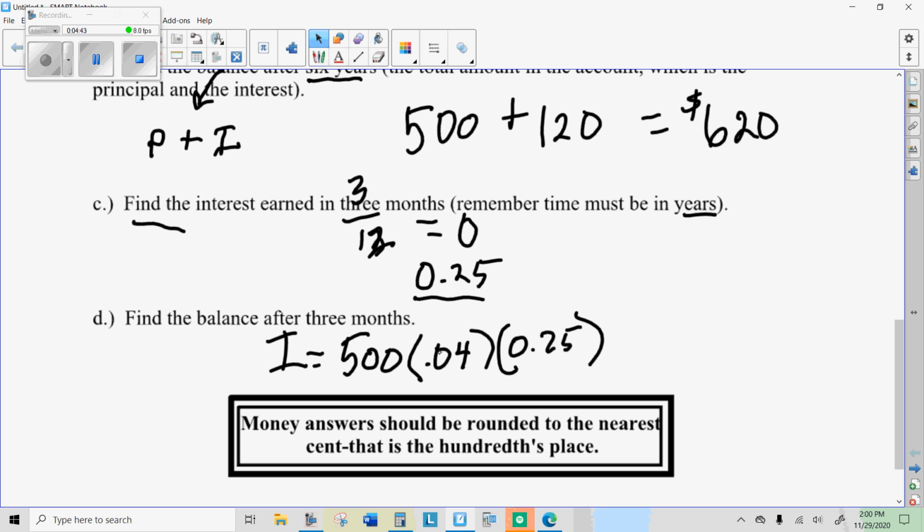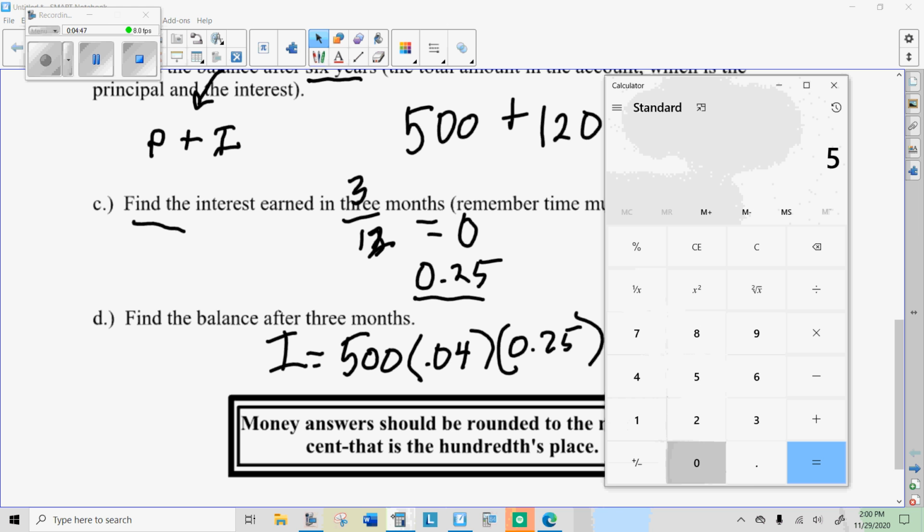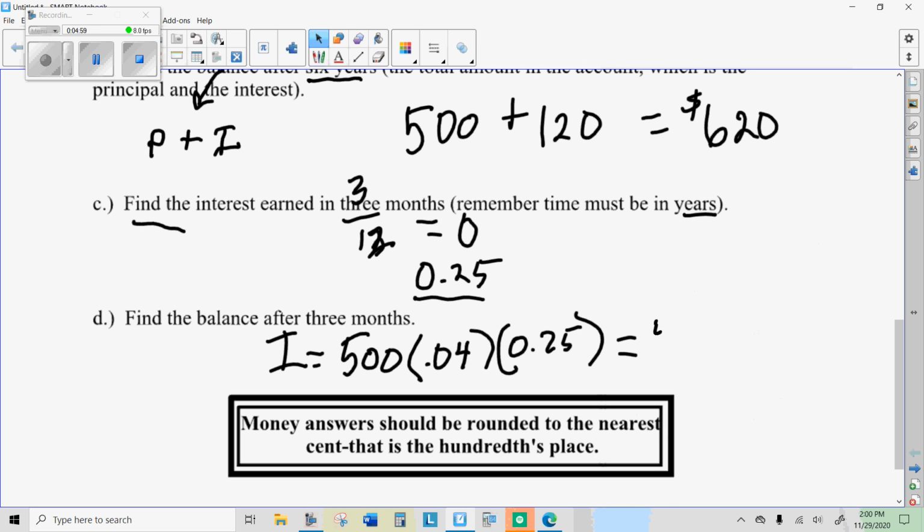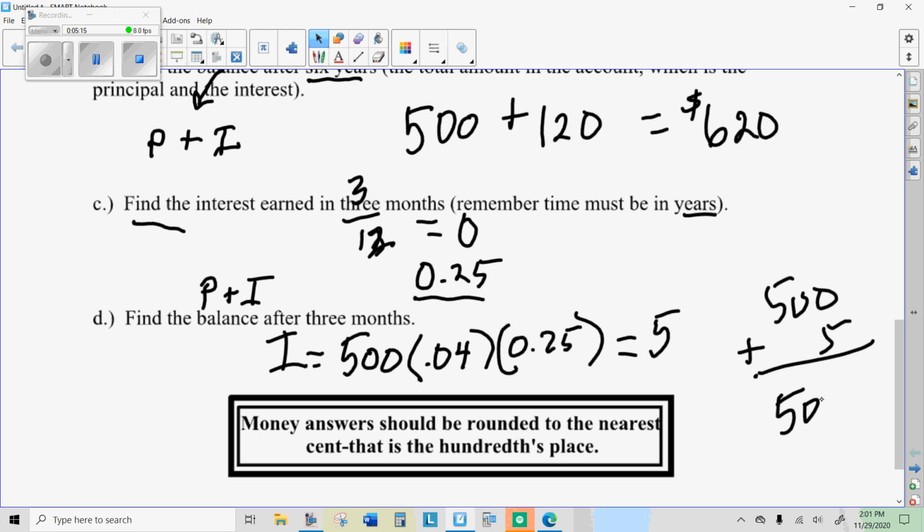To get our balance, we're going to have to add that. So we're going to do 500 times 0.04 times 0.25. And that gives us $5. So to get our balance again, remember we want to add our principal plus our interest. So it's 500 plus 5. So basically in that fourth of a year, we earn $5. So we have 505 now.